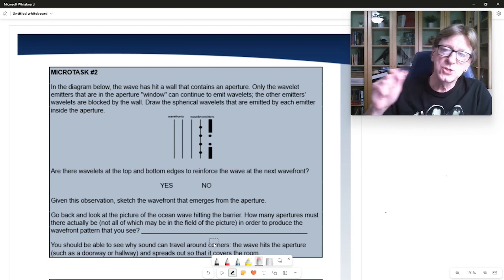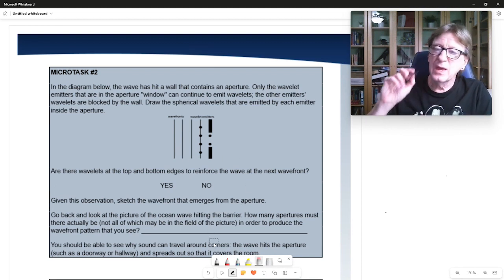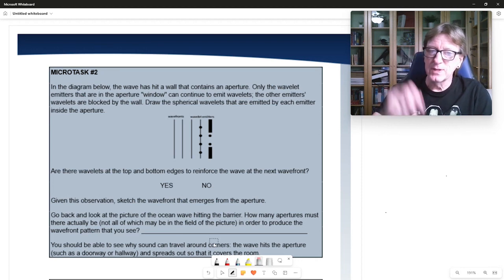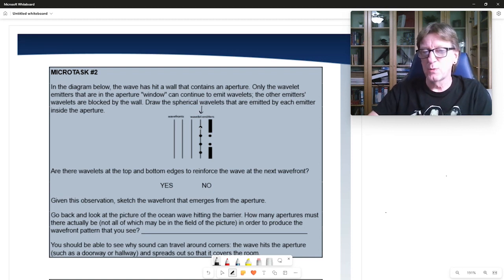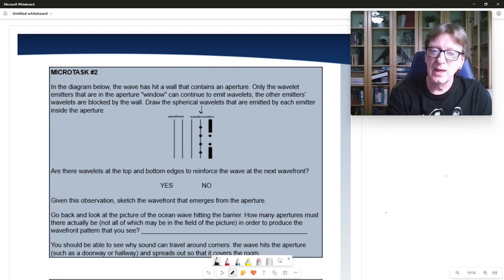So what we want you to do is pause the video and draw those spherical wavelets as they propagate out from this wave emitter right here. Draw what they're going to look like, and then draw the next wavefront and see what you get. Go ahead and pause the video and do that now. It's real important that you go through this exercise. Did you get done? Pause the video if not.